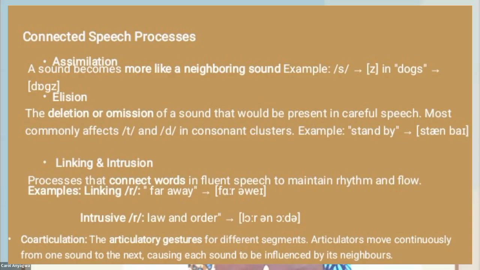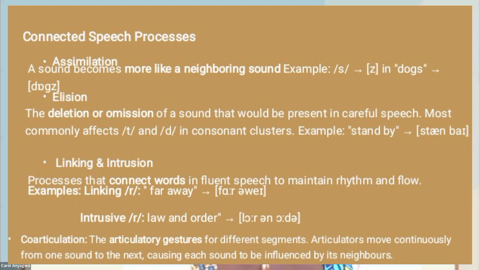So, having dealt with phonemes and allophones, let's quickly talk about connected speech. Of course, we don't communicate in individual sounds. We don't communicate in phonemes. When we communicate, we put phonemes together to form words. And that brings us to connected speech processes. A number of things happen when we do this.